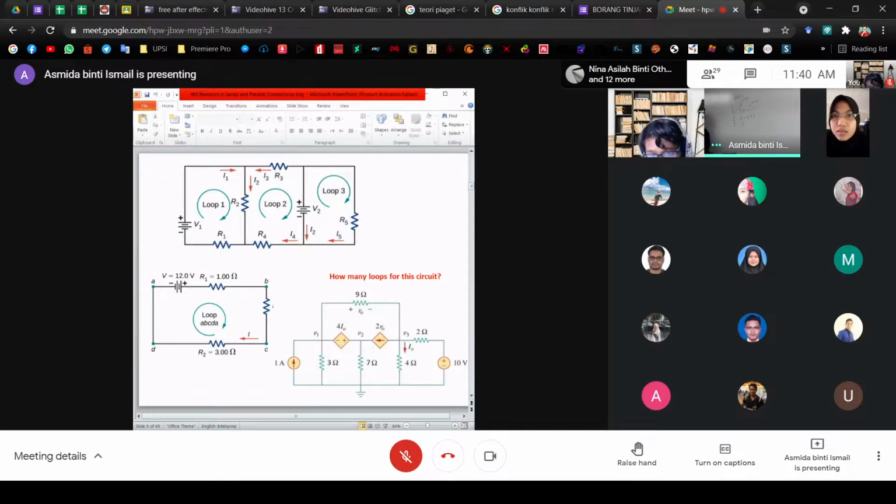How many nodes do you have? There is one node here. One node here, but you can combine these two nodes. It becomes one. This node and this node become one. And this is another node. And this one is another node. And this one is another node.